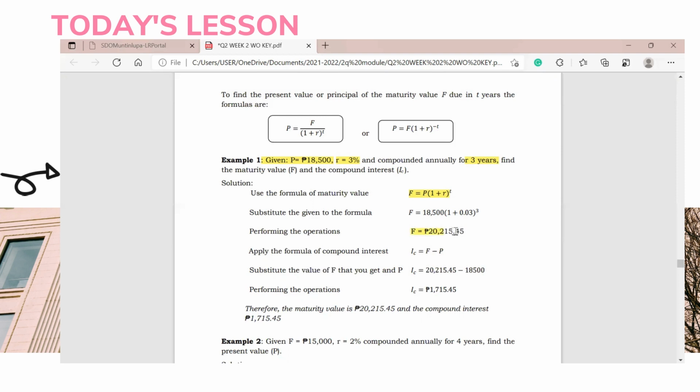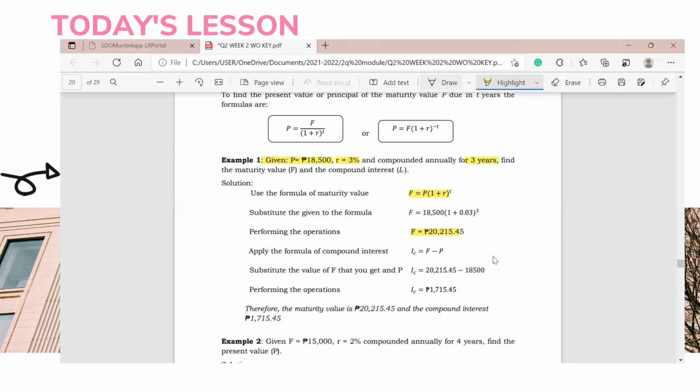So the future value after performing the operations will be 20,215 pesos and 45 centavos. What we're asked to find is the maturity value. So we now have the first answer. This is the maturity value.